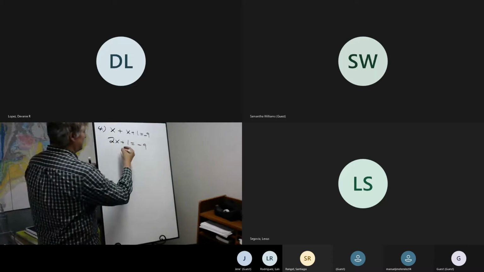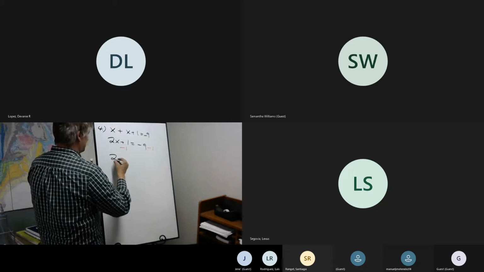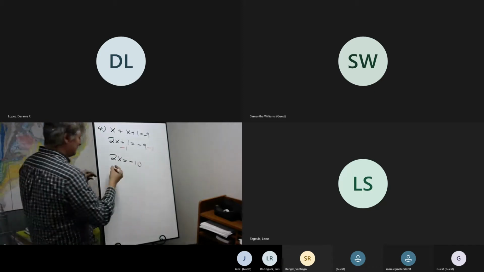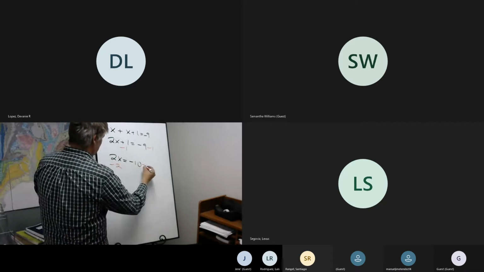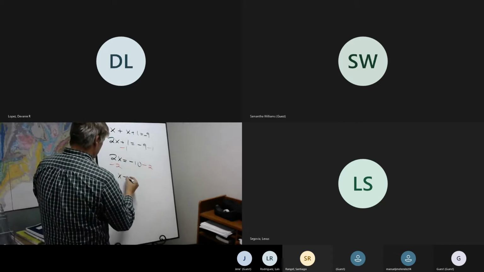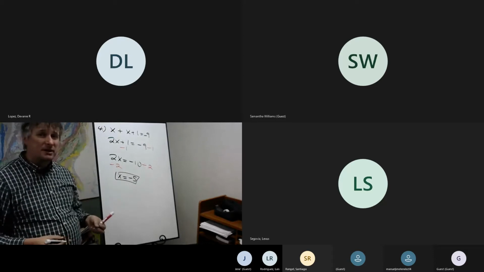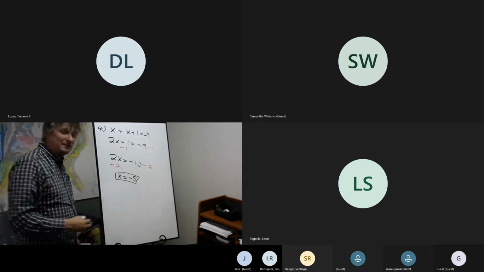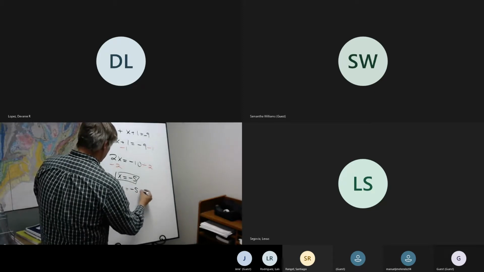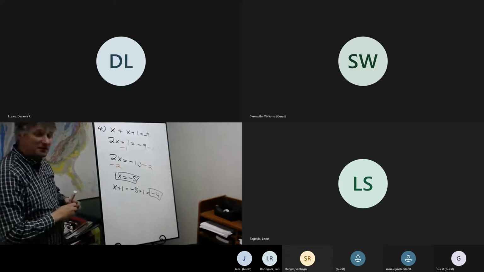Subtract 1 from both sides. Divide by 2. So we find out that the start integer is negative 5. To find the second integer, or the next integer, and there we go.